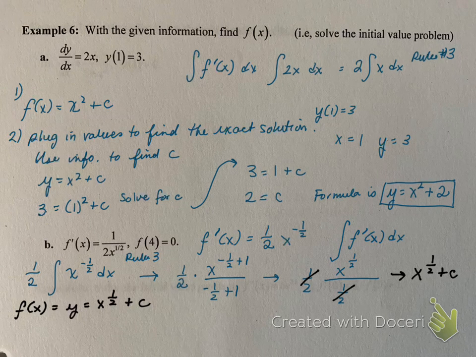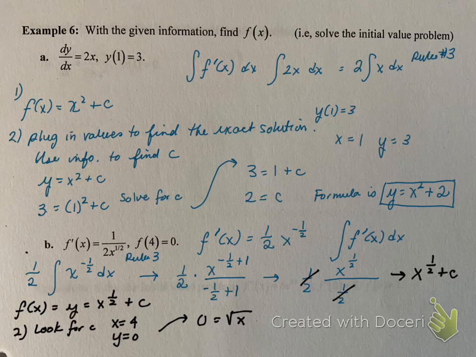All right, next step is to find what c is. So step 2, look for c. So I'm going to plug in my information. I know that x equals 4 because it says f at 4 equals 0, and I know that y equals 0. So I'm going to plug and play. So 0 equals, and I'm going to write x to the 1/2 as the square root of x so I can solve this. And instead of writing the square root of x, I'm actually going to put the square root of 4 because that's what x equals, and then plus c.